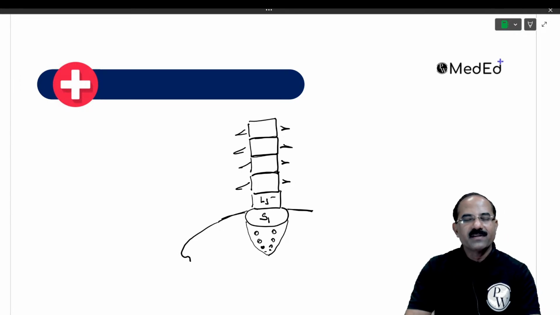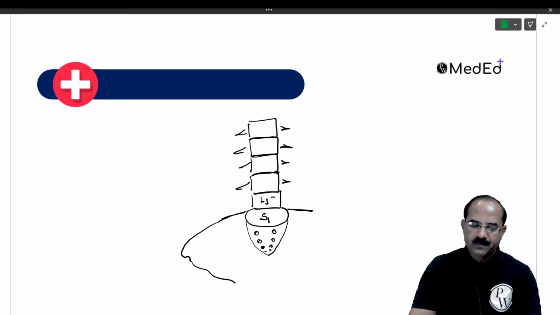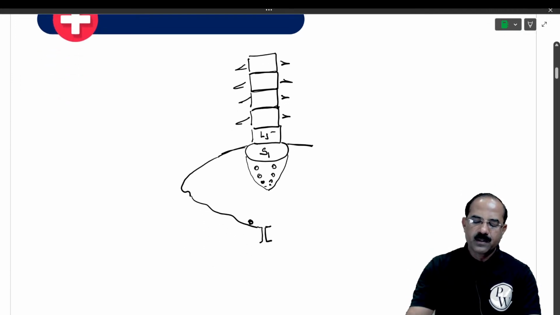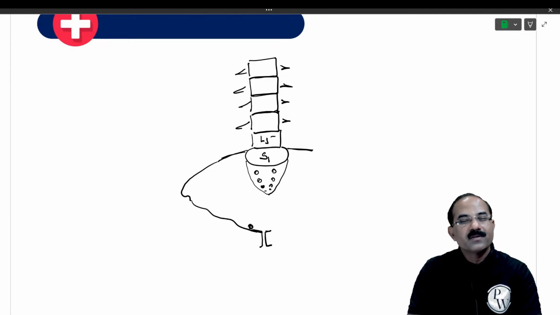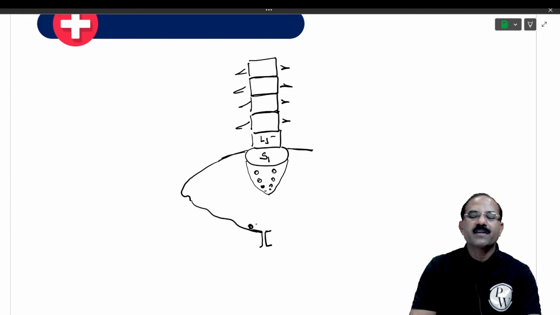As we come in front, what is this now? ये क्या होगा? Anterior superior iliac spine. और आगे आइए, what is this going to be? ये होगा pubic symphysis. ये है pubic tubercle है ना. इसे क्या बोलते हैं? What is this area known as? Pubic crest. Yes, this is the pubic crest. ये है pubic symphysis. ये है pubic crest. ये है pubic tubercle.